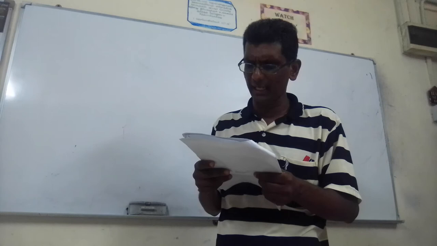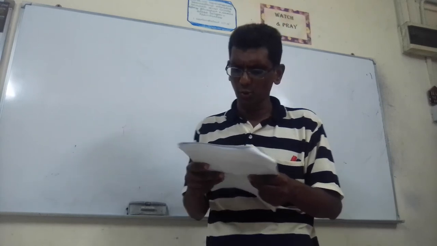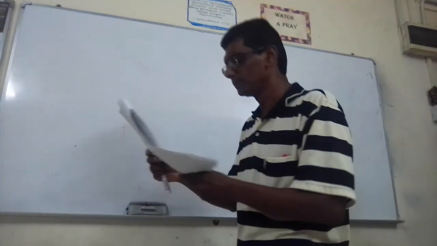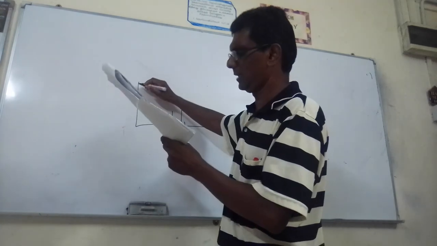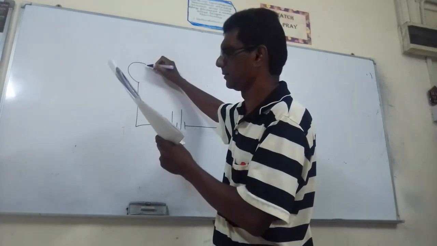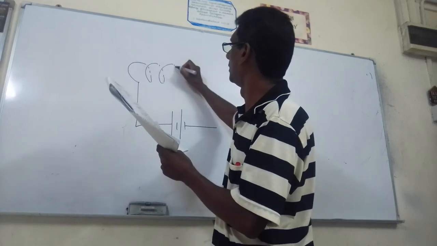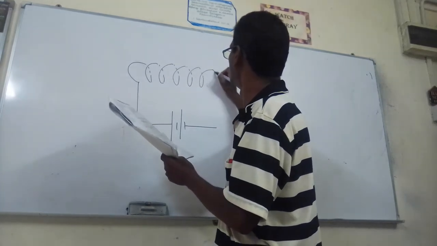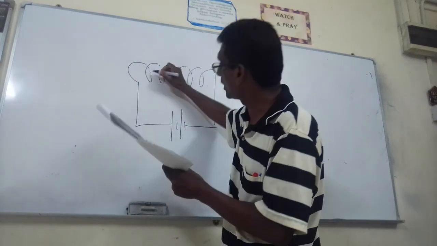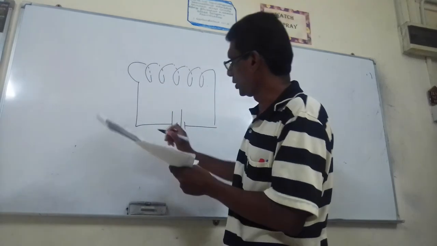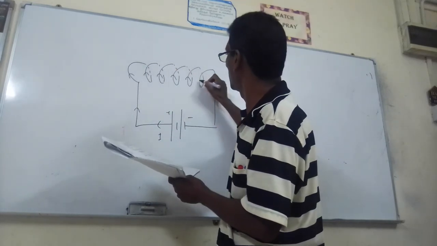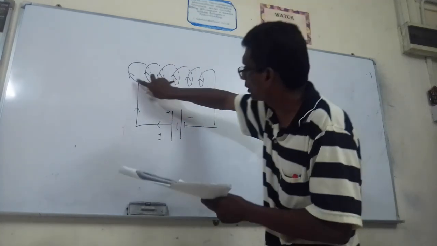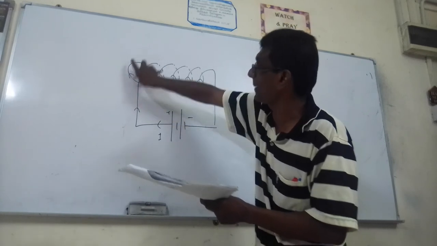Question number 14. Plotting compasses X and Y are placed at the ends of the solenoid carrying current. The directions of the compasses are shown. Okay, now this question. This wire is coming down like this, going down. This dotted line is at the back. So the current is going up, then down, going up and down.